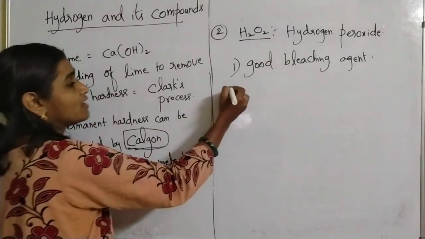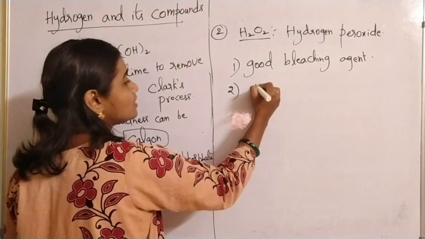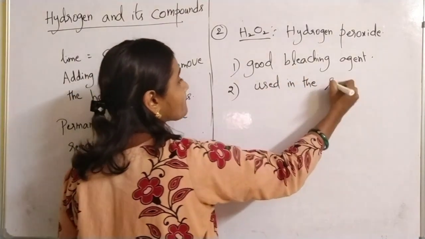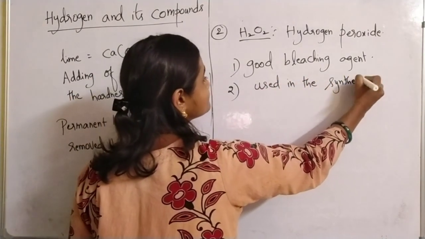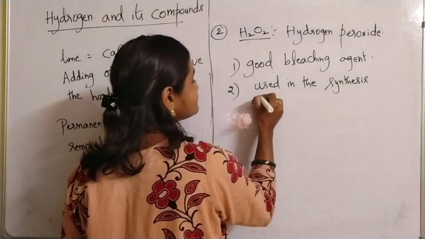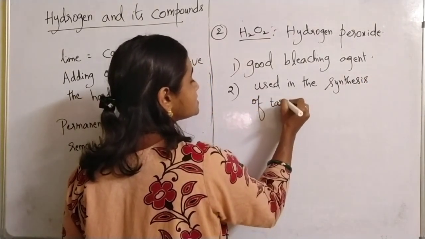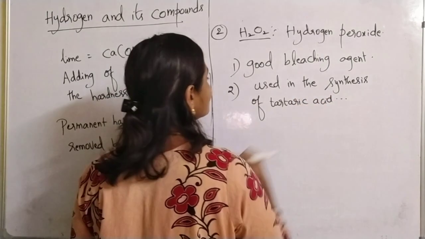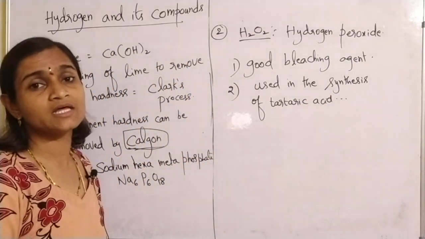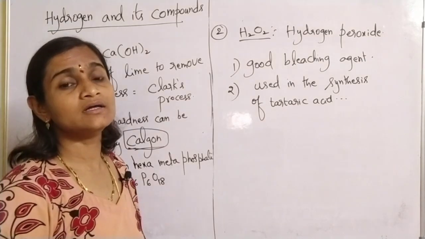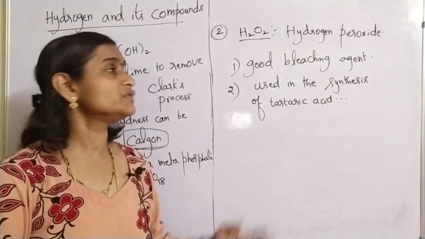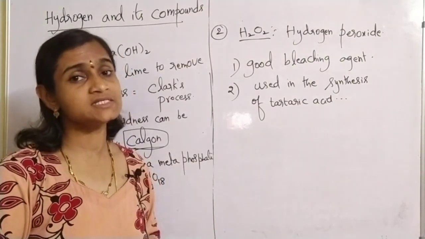I think you are aware of this tartaric acid. Used in the synthesis of what? Tartaric acid. Used in the synthesis of tartaric acid. Okay, so like that certain uses are there, and also to remove the suspended pollutants whichever are there in the atmosphere, this hydrogen peroxide is used.